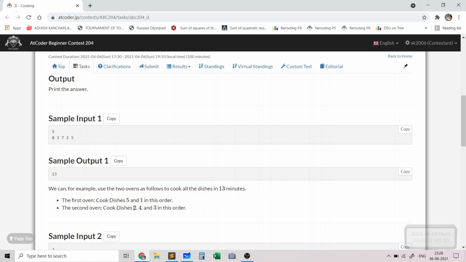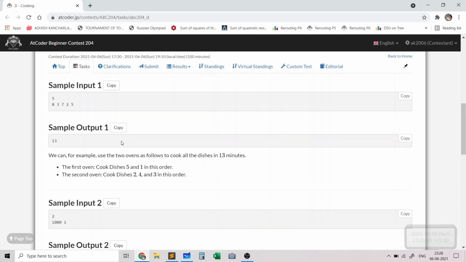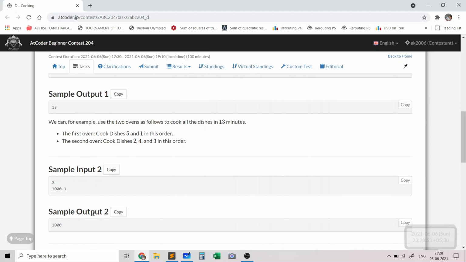Notice that they have specified which order to cook the dishes in, but it actually doesn't matter, because the total time taken is what matters. The total time would be 12 for oven 2 and 8 plus 5, which is 13, for oven 1. Similarly in the second sample test case, oven 1 will cook the dish for 1000 minutes and oven 2 will cook the dish for 1 minute. Since oven 1 took more time, we take that value of 1000, and that's the answer for the second sample test case.